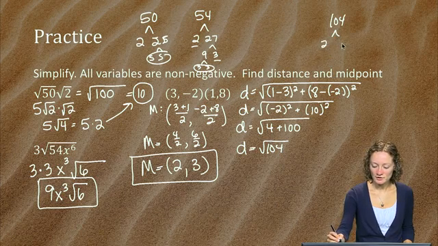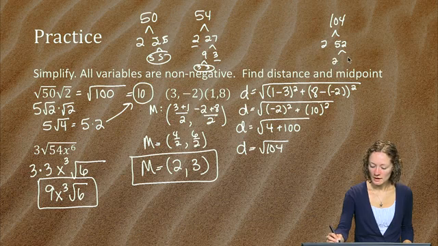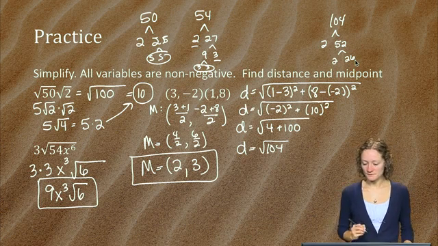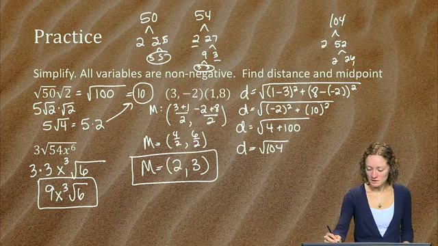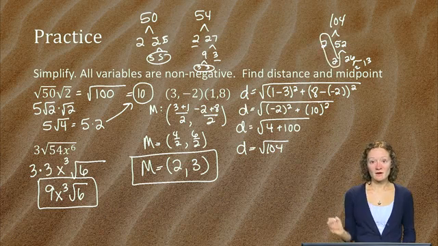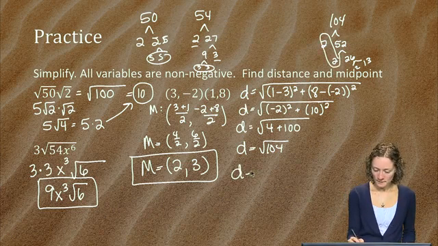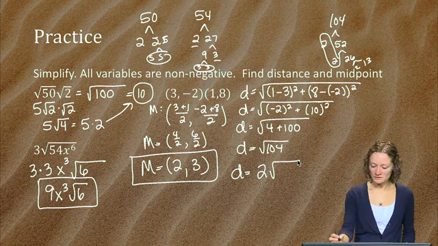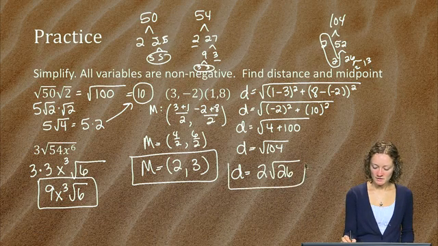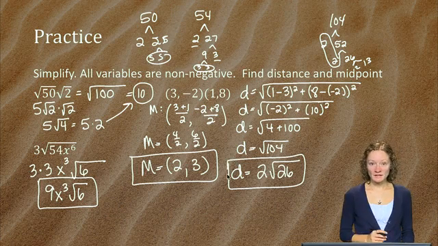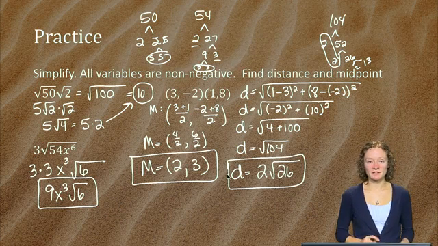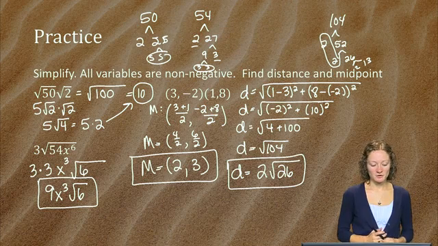104, we can divide out a 2. 52 from the 52. 2 and 26. From the 26, 2 and 13. So we definitely have a pair of 2's. So a 2 comes out, and what's left inside is the 2 times 13, or 26. So the midpoint is 2, 3, and the distance between the 2 points, 2 square root of 26.